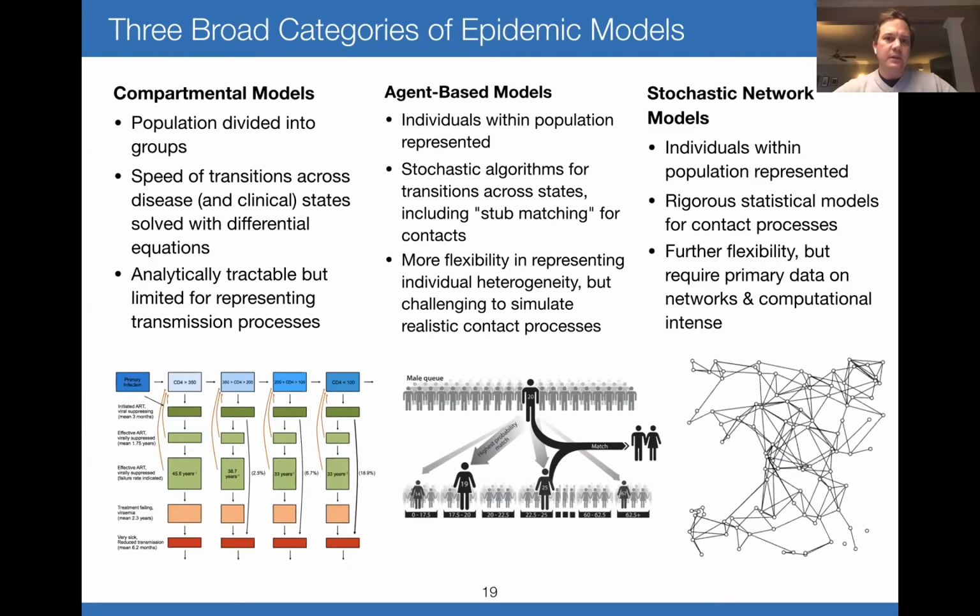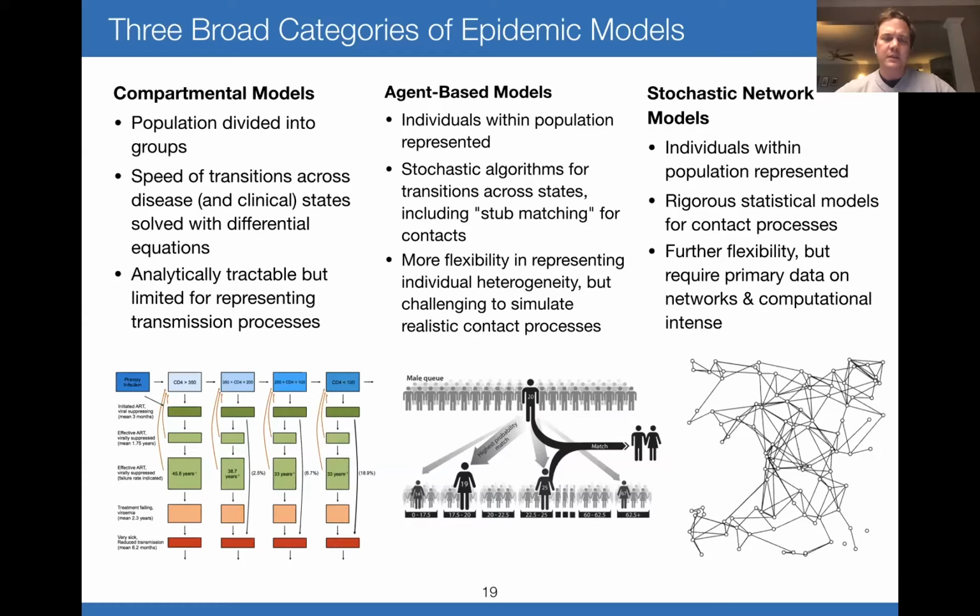So there are lots of models, and lots of categories of models, and probably lots of classifications of those categories, but here are three broad categories of models in my reading. People can be in, and track the speed of transitions across those disease states with what are called differential equations. And I'll show you an example of that in a minute. These models are analytically tractable, but often limited for representing some transmission processes.